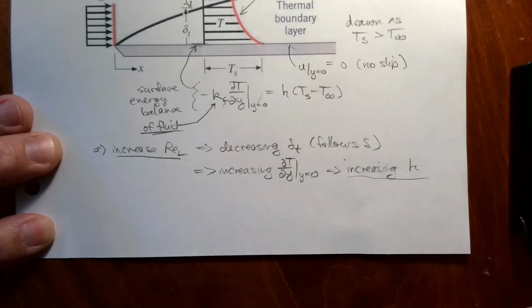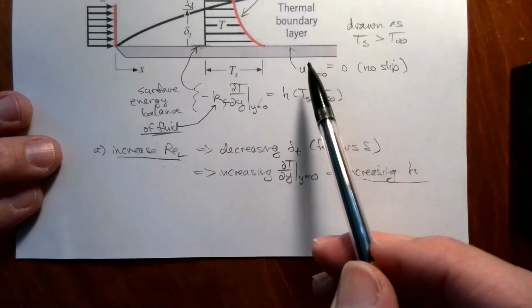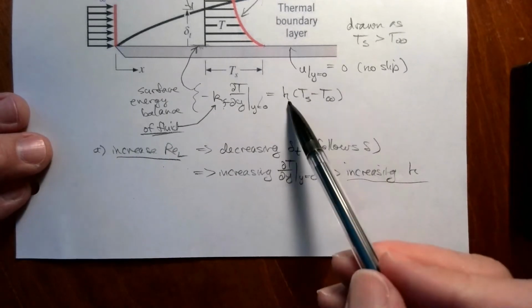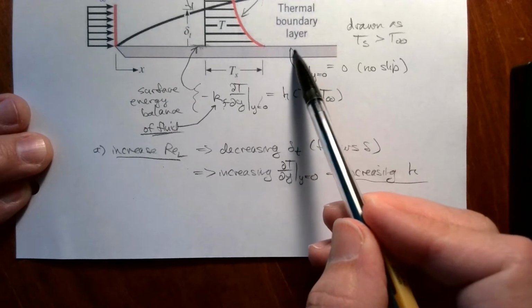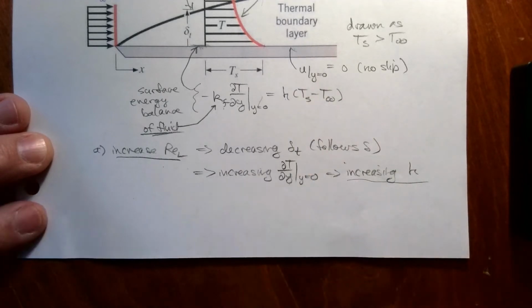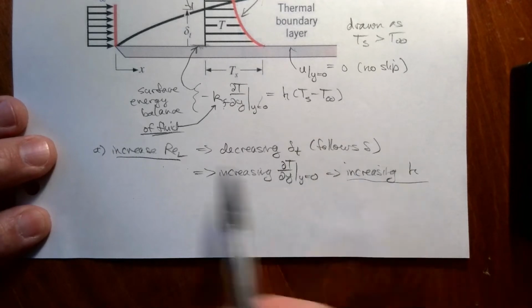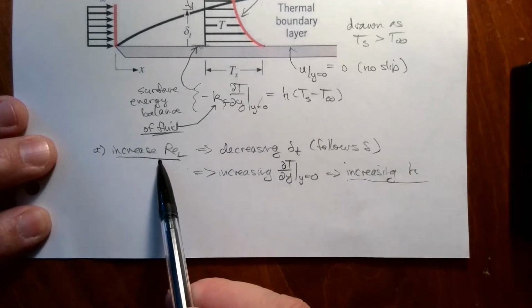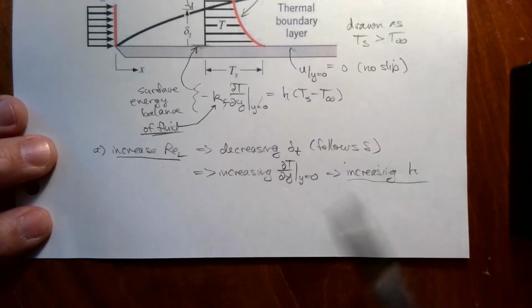As complicated as the flow field and thermal field are to solve with those governing equations, H only shows up on the surface boundary condition of the thermal energy for the thermal energy equation. Okay, so there is H here. So if we increase the Reynolds number, so cause that boundary layer to be smaller, we're going to increase H.